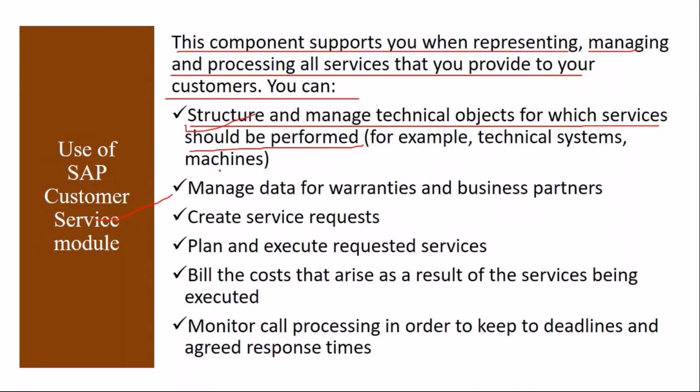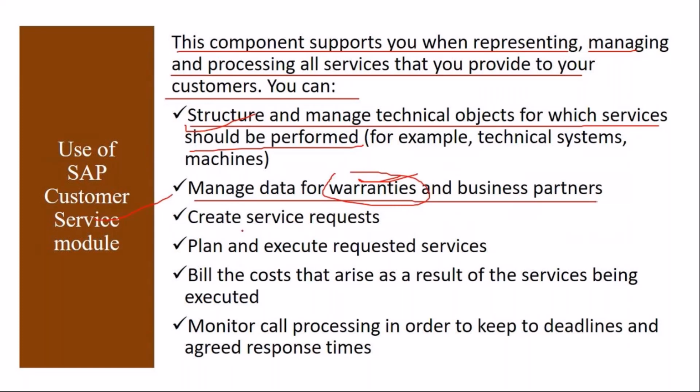Next, manage data for warranties and business partners. Now you might know about warranty. Whenever we sell the product to the customer, normally we give some warranty to the customer, like the first 1 year or first 5 years, based on the type of the product. That information you can also maintain in the system as warranty. When we go to the subsequent topics, we will discuss warranties in detail, how to create a warranty and how it works.